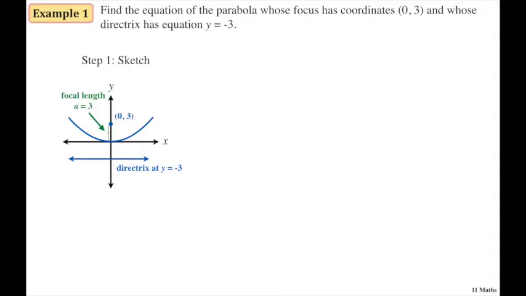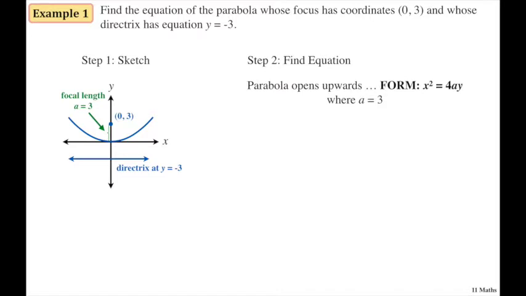We can look at that. The distance from the vertex to the focus is 3 units. The distance from the vertex to the directrix is also 3 units, so the focal length is 3 units. Let's find the equation. Now it opens upwards, so it's of the form x squared equals 4ay. We know a equals 3 from our diagram, so we can put a equals 3 into the formula x squared equals 4ay. It becomes x squared equals 4 times 3 times y, or x squared equals 12y, and that's the equation of our parabola. Let's try our second example.